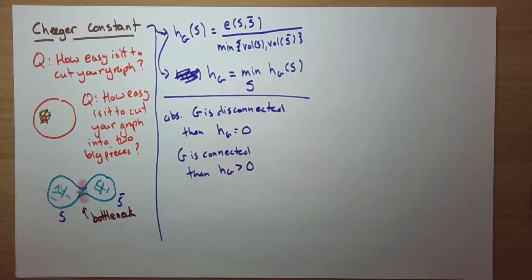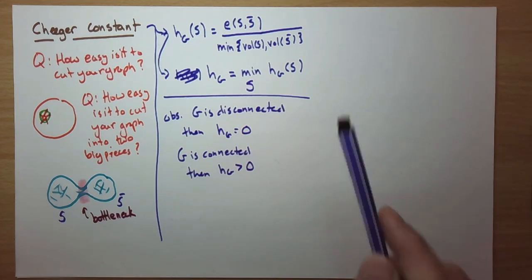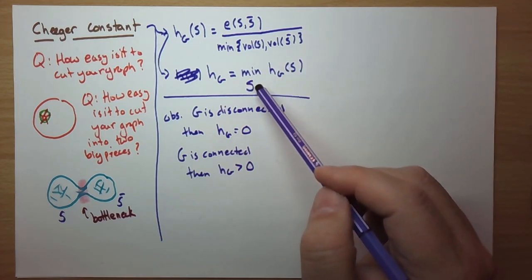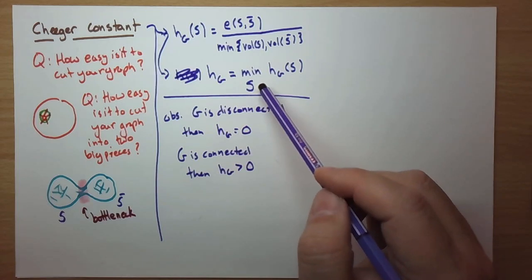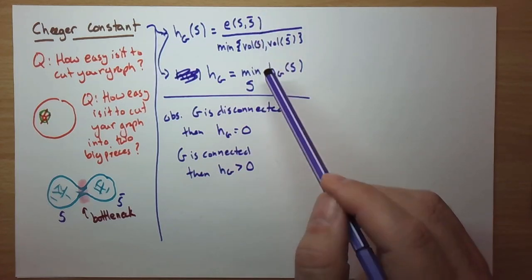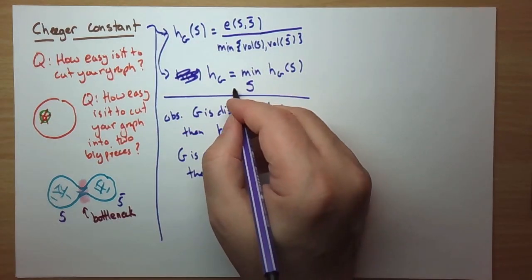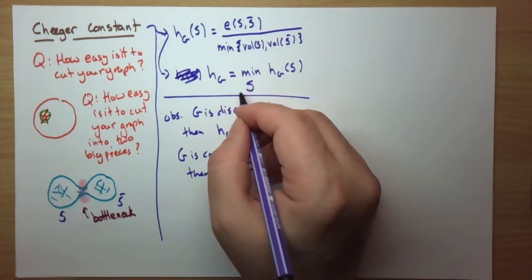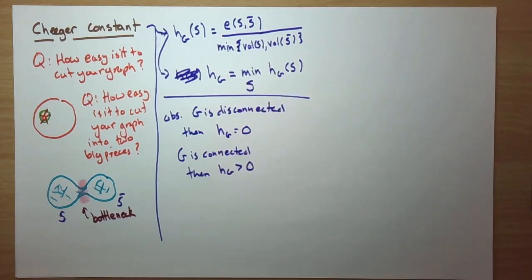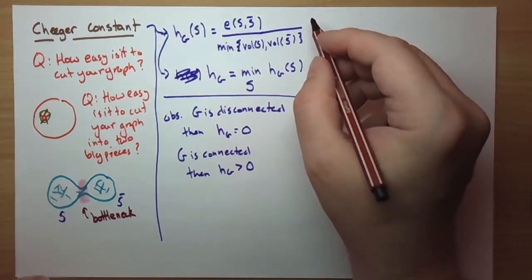Now you might say, well, what if I do something crazy like I take the min over the empty set? Well, for the empty set you get 0 over 0, which is undefined. So obviously we should say S has to have something, but it can't have everything. All right. Well, okay. What's true?